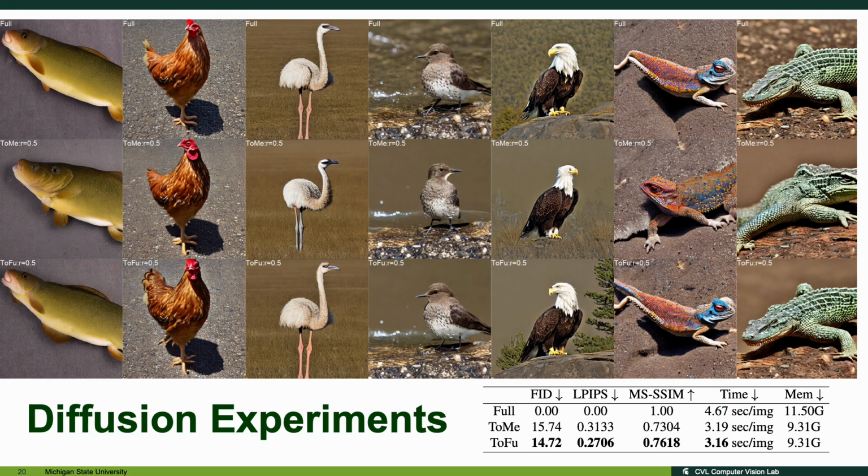We can also apply Token Fusion in diffusion models. The top row shows the images generated with full tokens. The second row shows the previous method, token merging, result. Note that some contents change from the full model result. The last row shows the Token Fusion result, which is able to preserve the overall structure better.